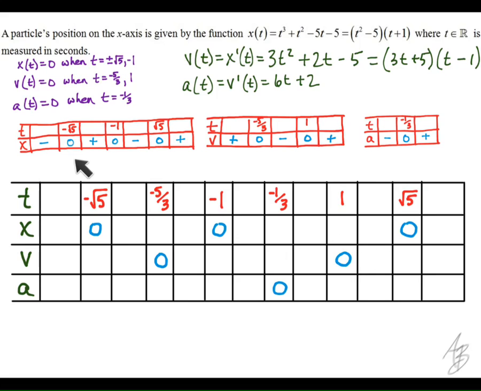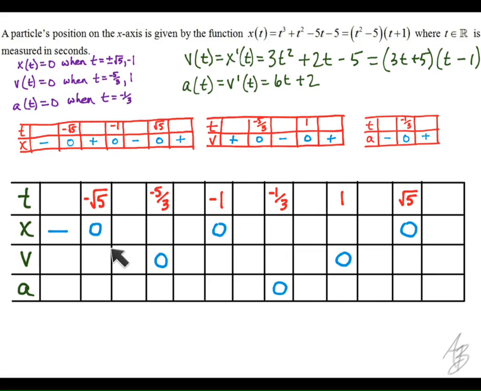So we know from our chart here where each of the functions is equal to 0. We also know the regions in between those points, whether the position, velocity, and acceleration are positive and negative. So what we can do is fill in the values from the charts here. I know at every t value less than negative square root of 5 that the position is going to be negative.